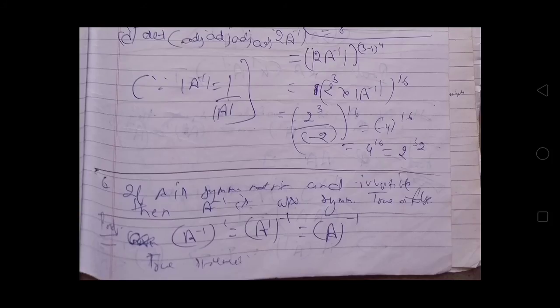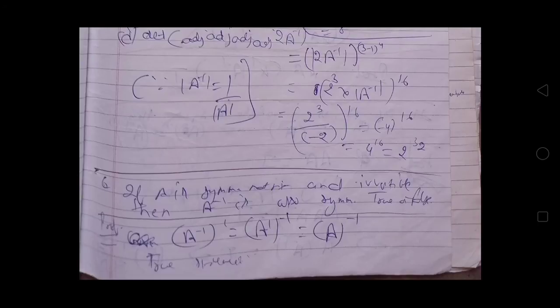See this question: if A is symmetric matrix and invertible, then A inverse is also symmetric matrix. True or false? Now the proof says transpose of A inverse is equal to inverse of A transpose. This will be further equal to inverse of A, because we know that in symmetric matrix A dash is equal to A. So the statement is true.